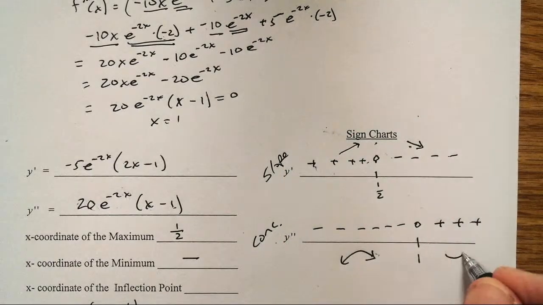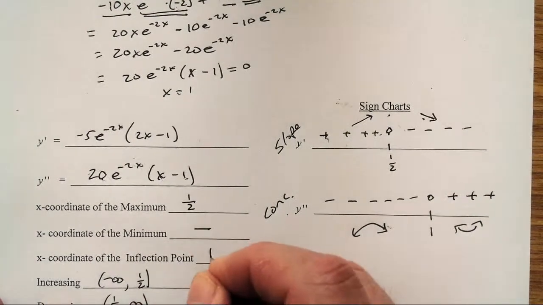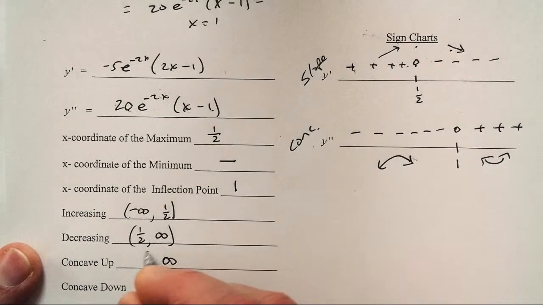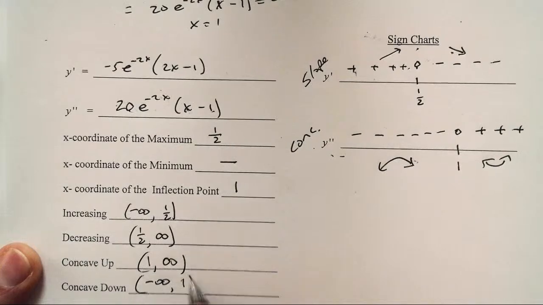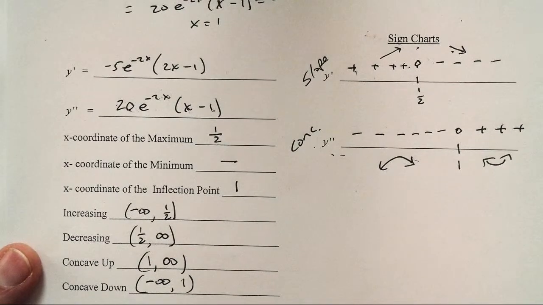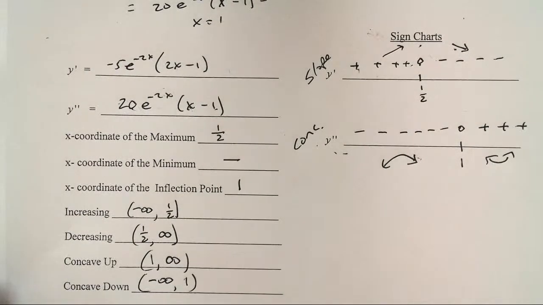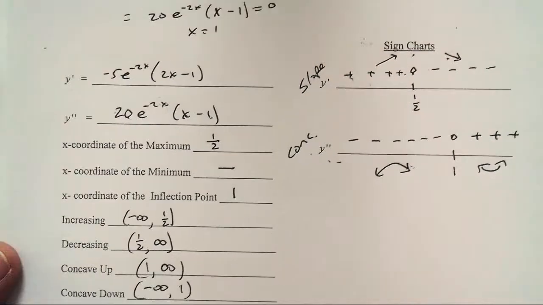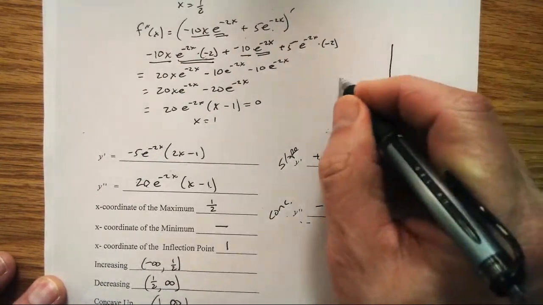We're cupping down and then cupping up. So we have an inflection point, x coordinate of 1. We are concave up from 1 to infinity, concave down from negative infinity to 1. And we've got all of our answers here. Now we have to build the graph, and this is a little bit sneaky. So I'm going to use that information to build our graph. I'm going to put it right up here.